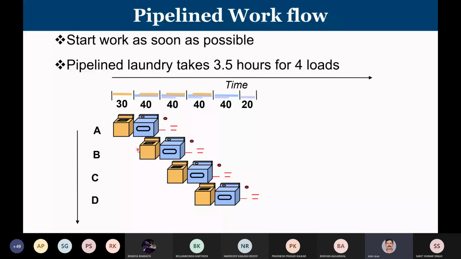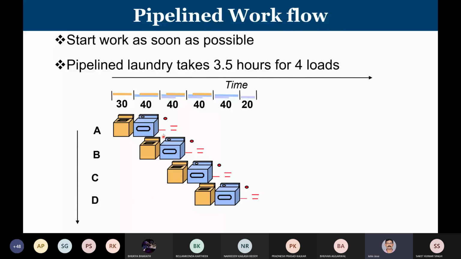Even though it's 30, 40, and 20, I can initiate a new operation only at intervals of 40, because out of the 3 operations, 30 minutes for washing, 40 minutes for drying, and 20 minutes for folding, 40 is the largest. So operations are moved from one unit to another only at intervals of 40 minutes. The first one will take 30. Then at the end of 40 minutes, washing of B starts. At the end of the next 40 minutes, washing of C starts. At the end of the next 40 minutes, washing of D starts.